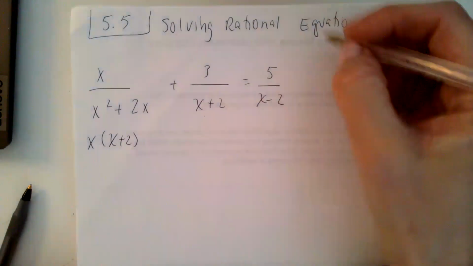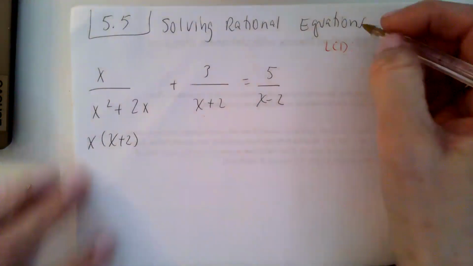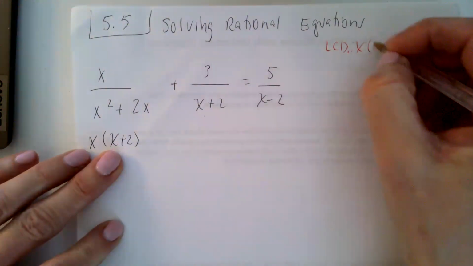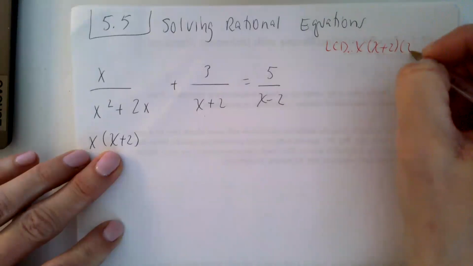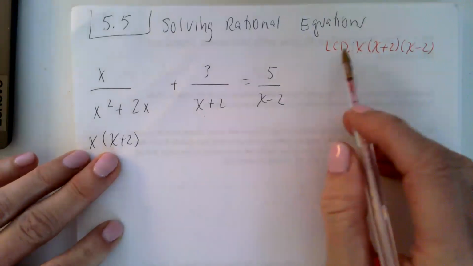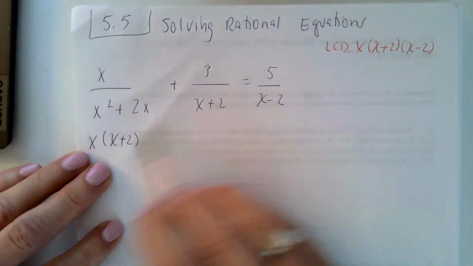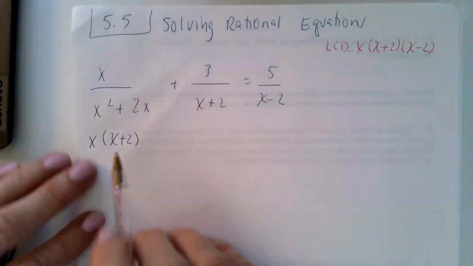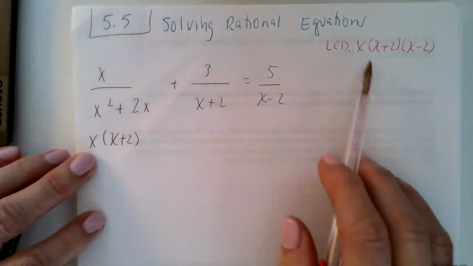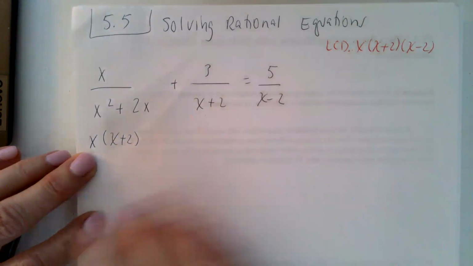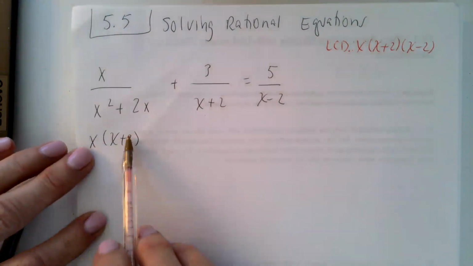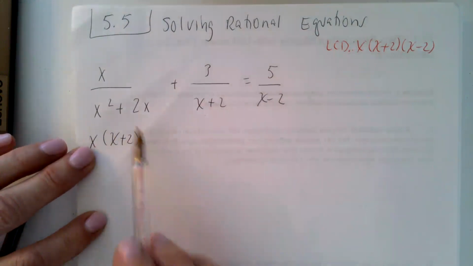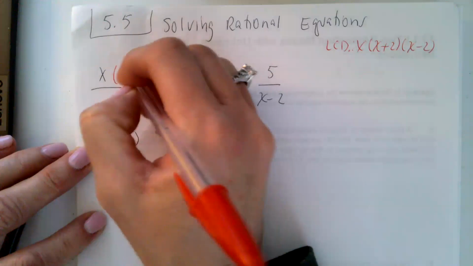So the LCD that we're going to use for this is going to be an x from this first denominator, an x plus 2, and then an x minus 2, so that each of the denominators have factors that are in the LCD. So if we multiply through by the LCD of x times x plus 2 times x minus 2, what we're missing is the only thing that we really need to keep. And so we're missing in this first denominator the x minus 2. So that's what we're going to need.